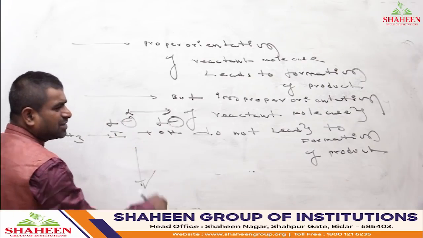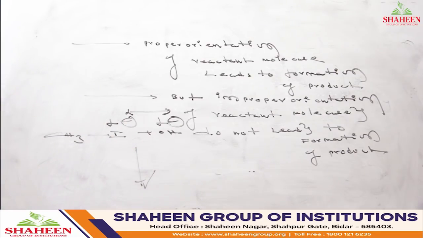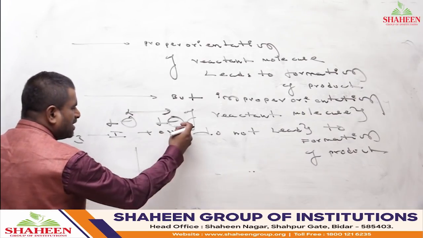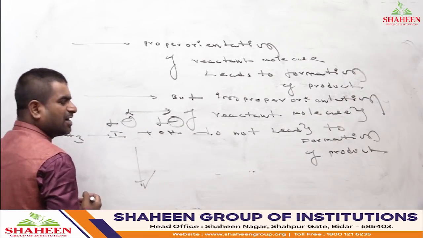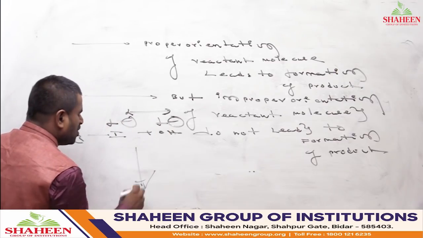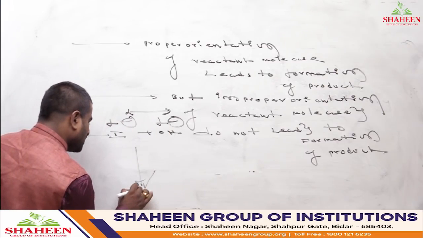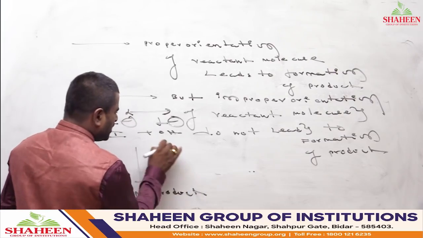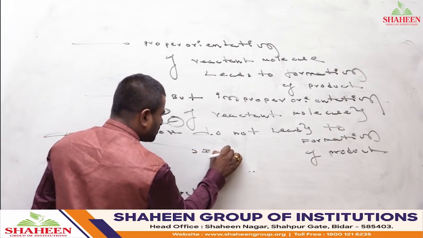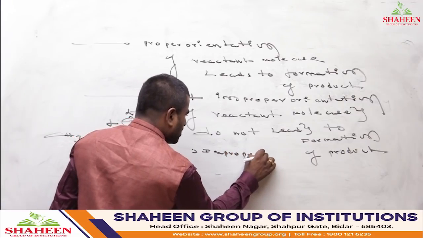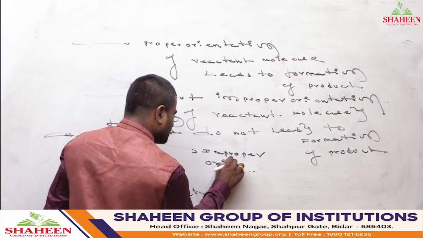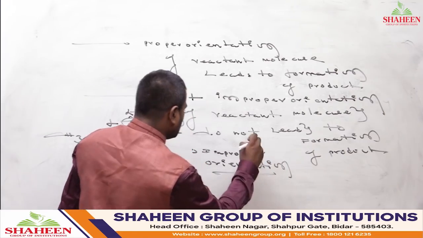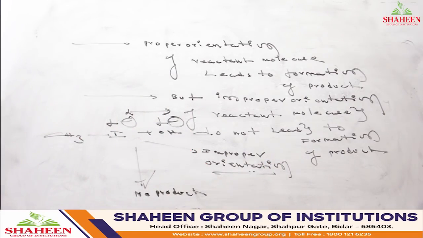In the SN2 reaction, the reactant molecule must have proper orientation, but here improper orientation is there. The nucleophile does not attack from the front side because of repulsion, so product formation does not take place. That is why it is called improper orientation. Improper orientation of reactant molecules does not lead to the formation of product.